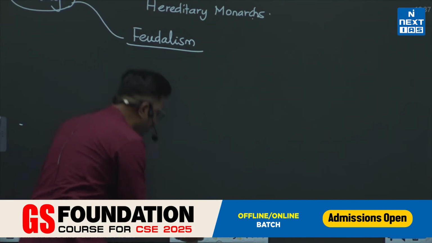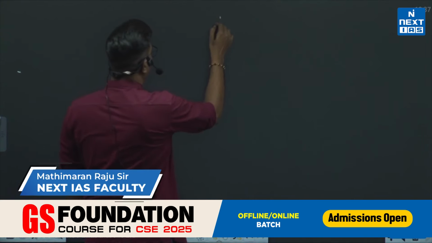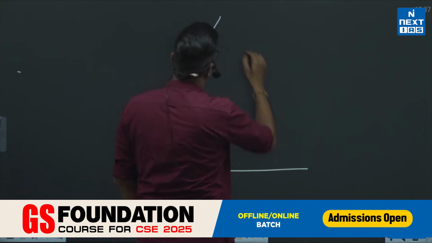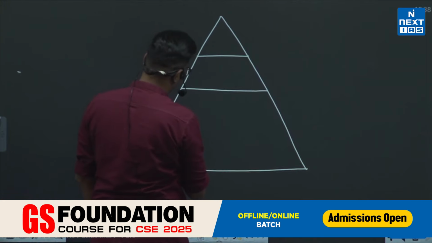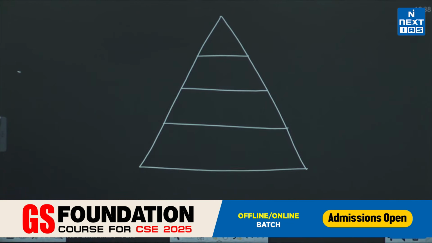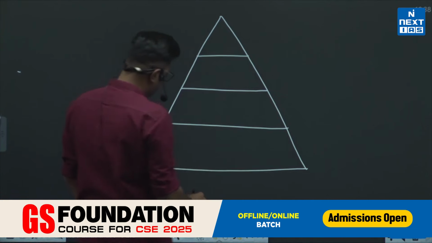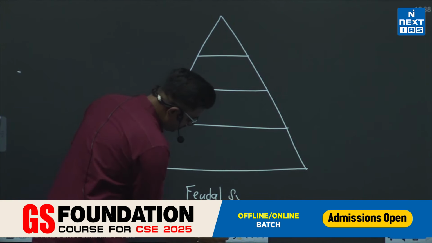Feudalism, take this down. Feudalism was a combination of political, legal, economic, socio-cultural and military customs. Military customs.